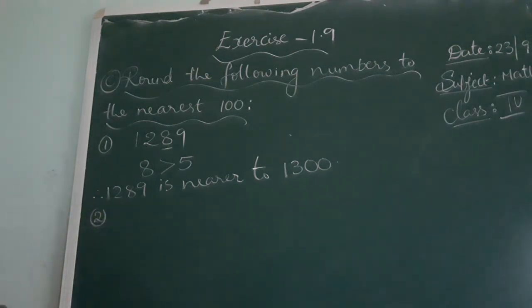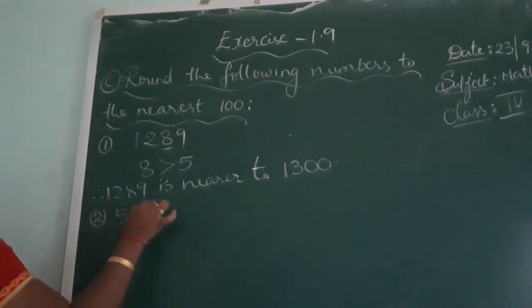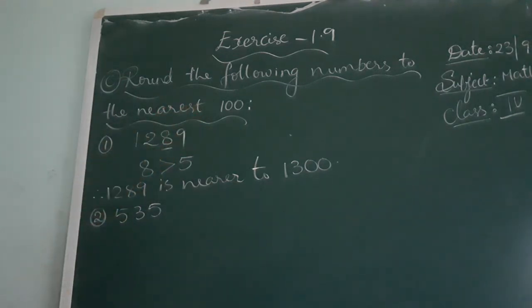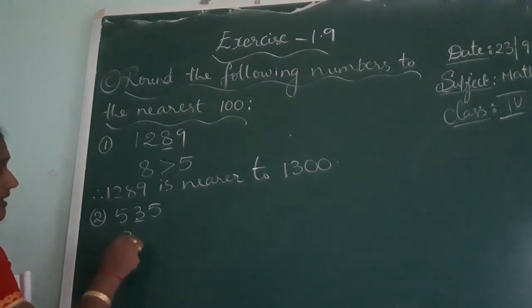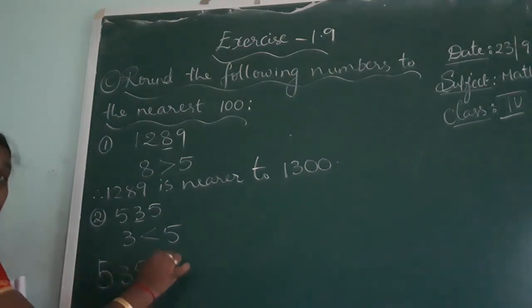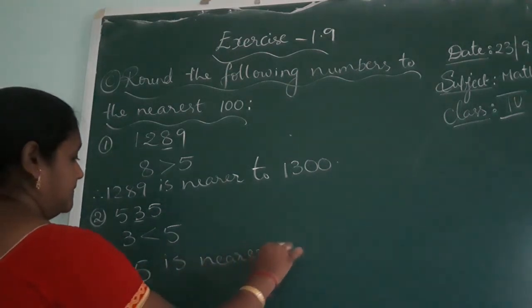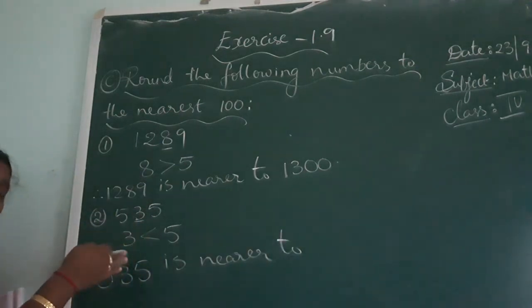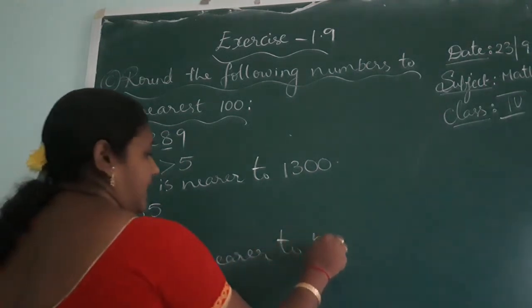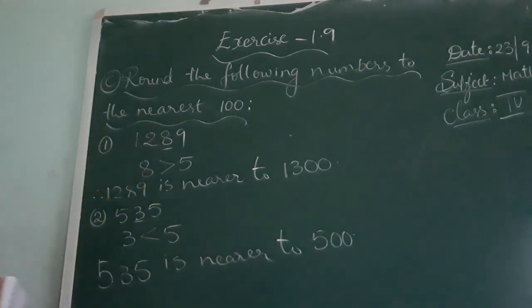Second one. 535. Already I told you, children, we are finding the nearest 100 now. You have to choose the number which is at 10's place. What is the number at 10's place? 3. Is it more than 5 or less than 5? It is less than 5. So 535 is nearer to the lesser number. Before 535, which 100 will come? 500s. See the next one, children.